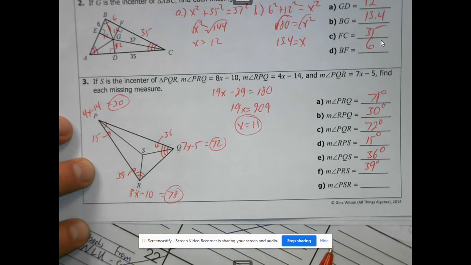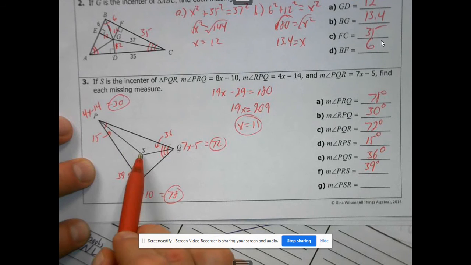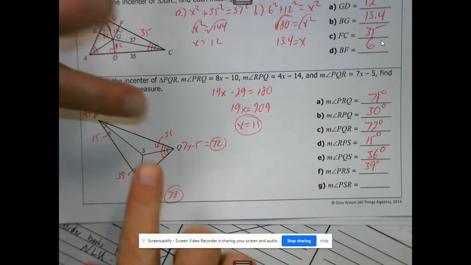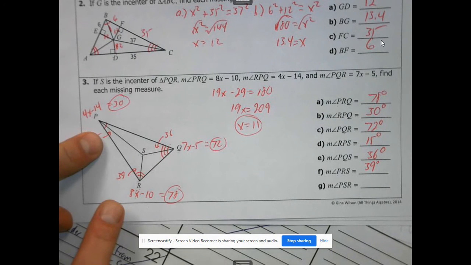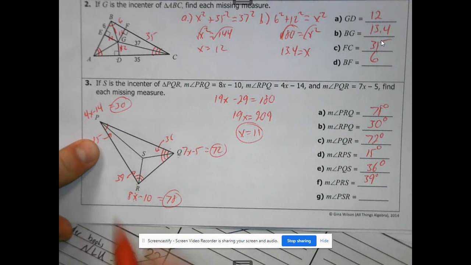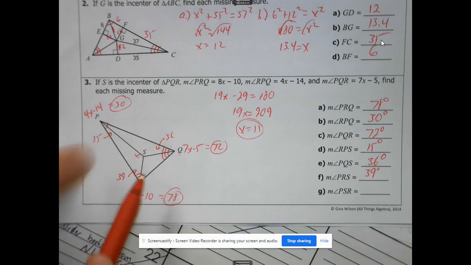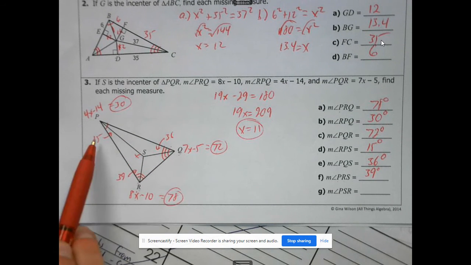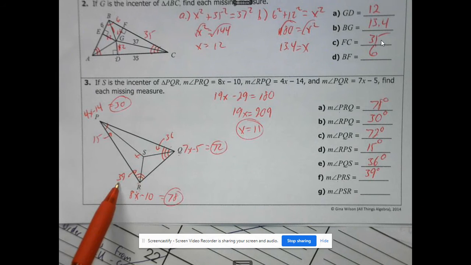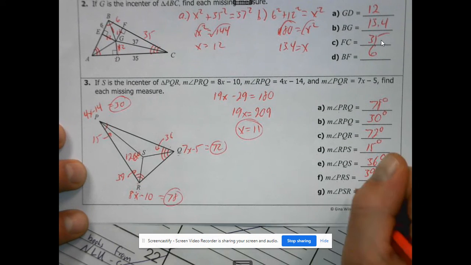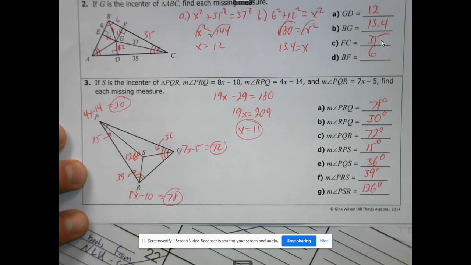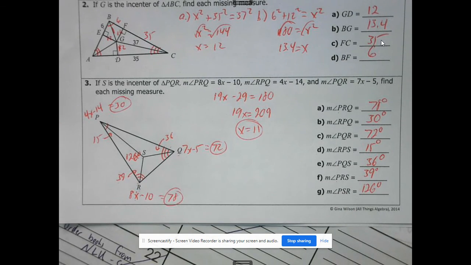And last one, PSR. All right. Triangle, right? Once again, all three angles have to add up to 180. So you got 15 of it here, 39 of it here. What's left for that guy right there? Well, just take 180 minus the 15 minus 39. That will leave you with 126. All right. That's good for the incenter.